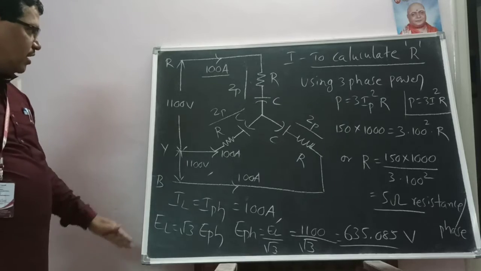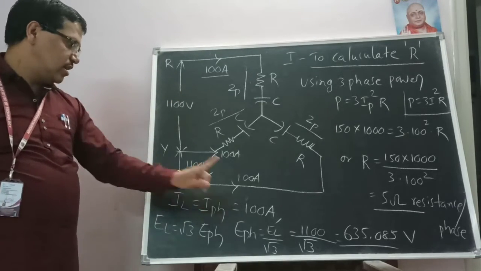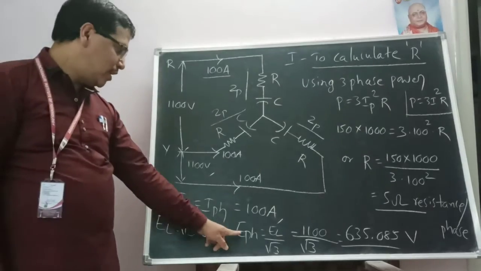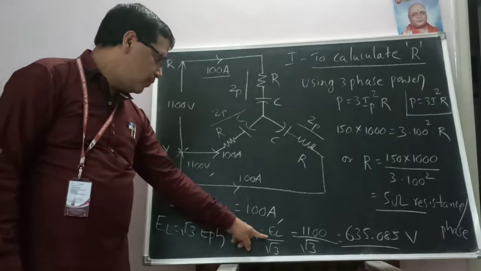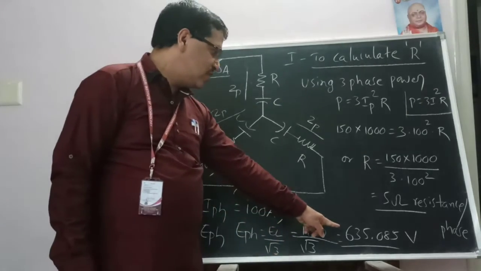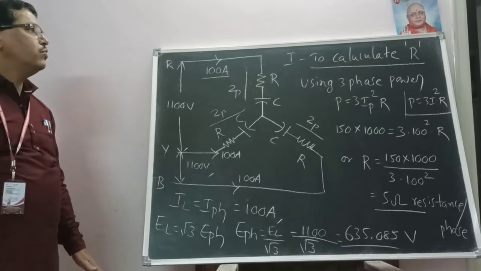As usual, according to the star connection, IL is equal to I phase, both are the same, that is 100 amps. And EL is equal to root 3 into E phase. We need to calculate E phase, which is EL by root 3. The value of EL is 1100 divided by root 3. The answer is 635.085 volts. That is the E phase volts.